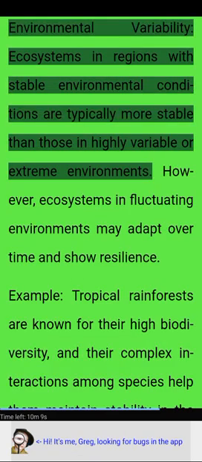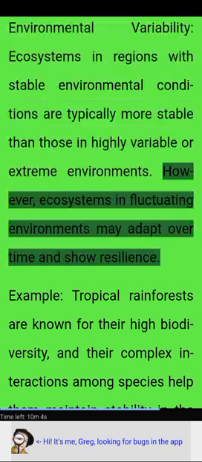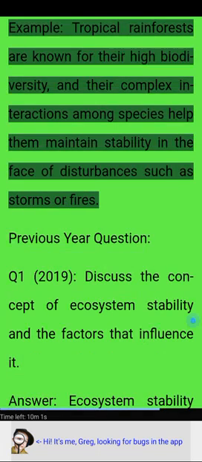Environmental variability. Ecosystems in regions with stable environmental conditions are typically more stable than those in highly variable or extreme environments. However, ecosystems in fluctuating environments may adapt over time and show resilience. Example: tropical rainforests are known for their high biodiversity, and their complex interactions among species help them maintain stability in the face of disturbances such as storms or fires.